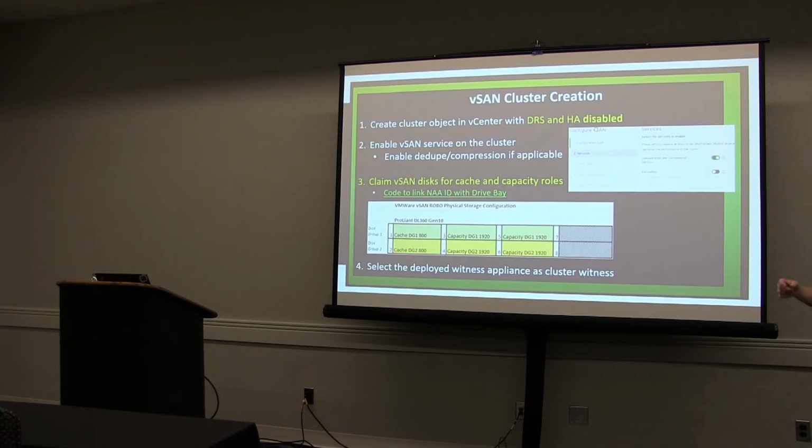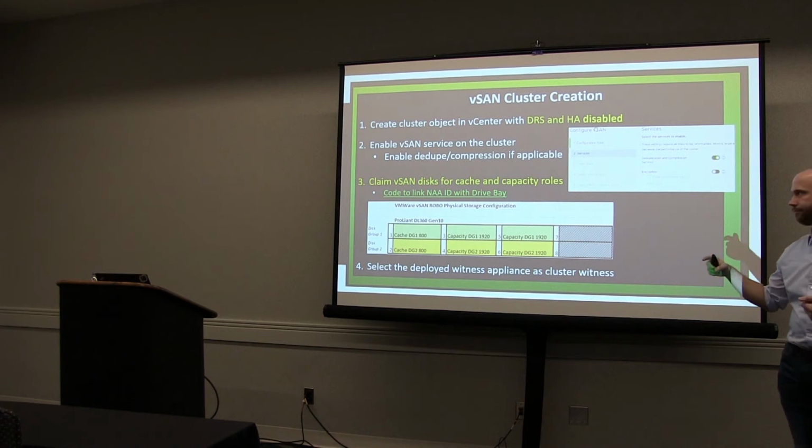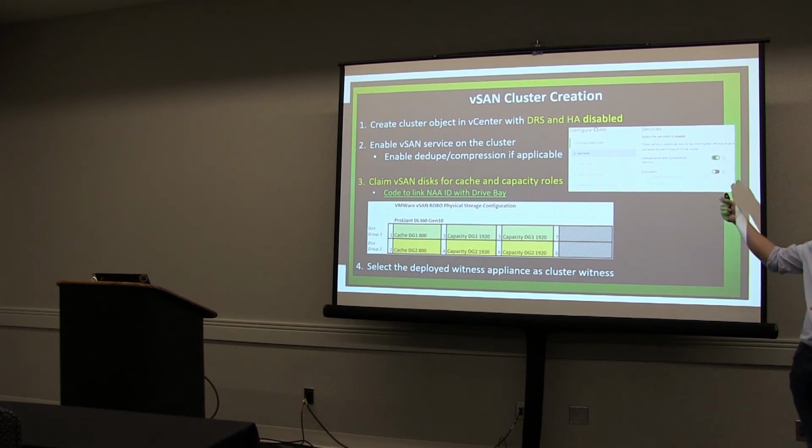Last steps here, you'll create your cluster object in vCenter. Something to note there, when you create the cluster, you want to have DRS and HA disabled. That will effectively be the last step of the deployment. Once you have the cluster created, you'll drag your host into the cluster, and then you'll go into the cluster configuration and enable vSAN. There's nothing additional to install. Remember, vSAN is just part of the ESXi code.